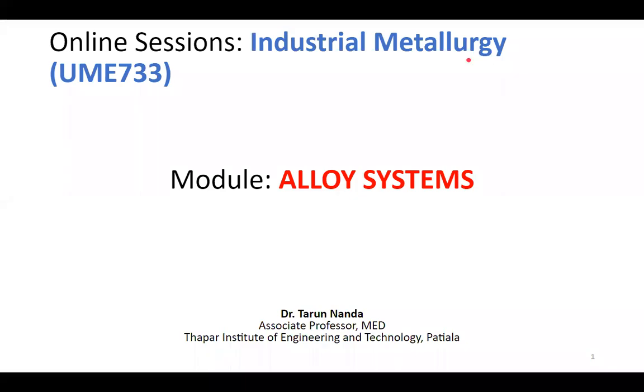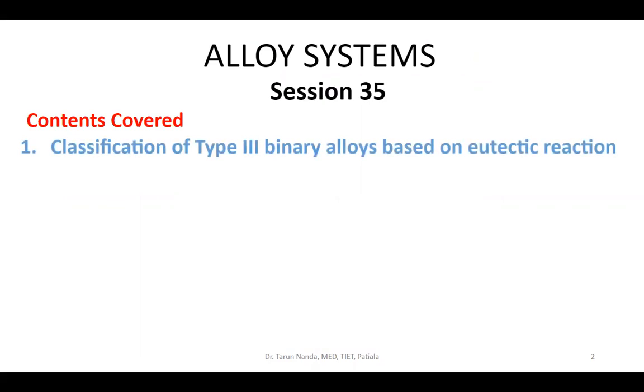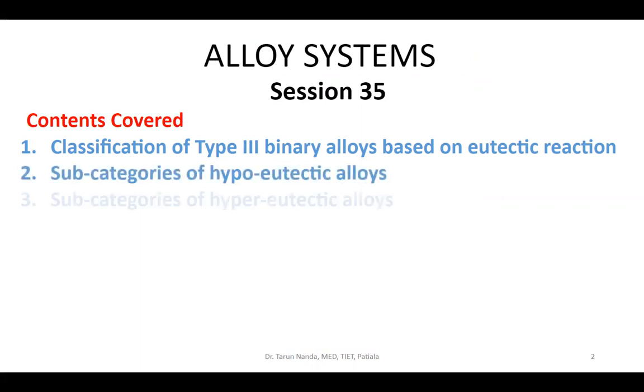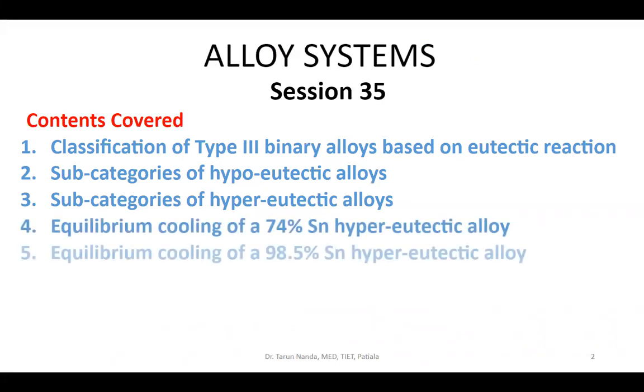Okay, welcome students to this session number 35 in the subject of industrial metallurgy. And with this session, we'll try to complete our discussion on the binary equilibrium diagrams covering type 1, type 2, and type 3 systems. So we are only left with discussion on the equilibrium cooling of various types of hypereutectic alloys for type 3 alloy systems, and we'll try to finish off that in this session.